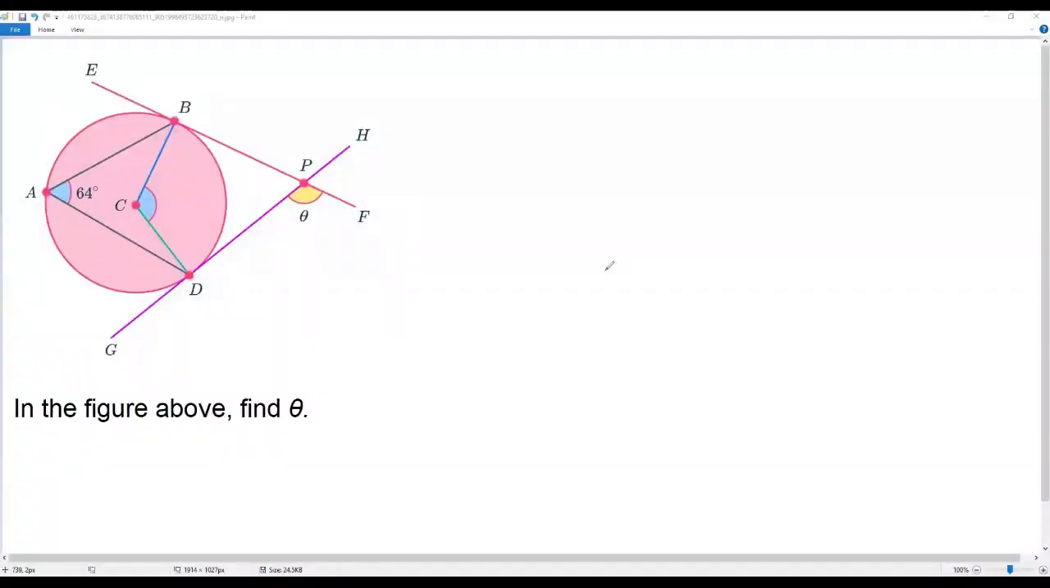Here we have a geometry problem. Okay, let's go to the question. There is a figure given over here. In the figure above, find theta. That is, we have to find the angle measure theta we have over here.